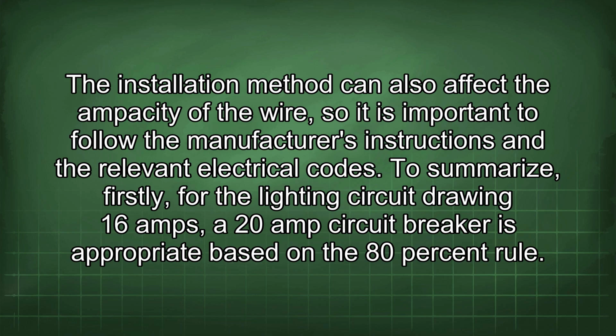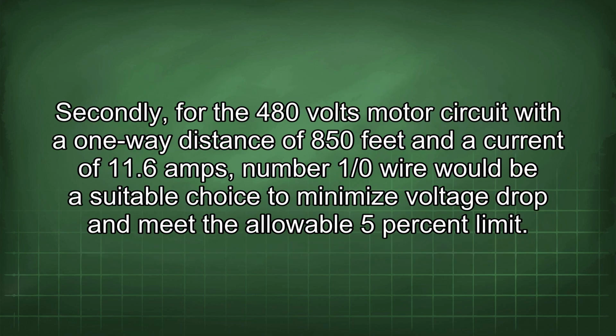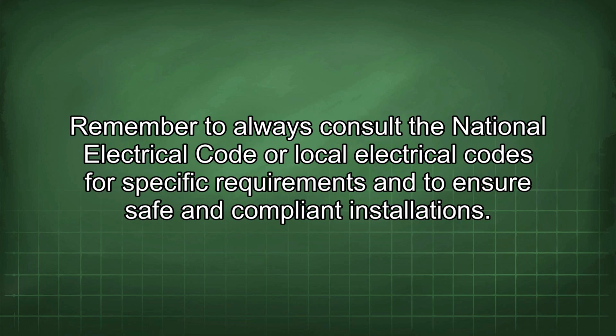To summarize, firstly, for the lighting circuit drawing 16 amps, a 20 amp circuit breaker is appropriate based on the 80% rule. Secondly, for the 480 volt motor circuit with a one-way distance of 850 feet and a current of 11.6 amps, number 1/0 wire would be a suitable choice to minimize voltage drop and meet the allowable 5% limit. Remember to always consult the National Electrical Code or local electrical codes for specific requirements and to ensure safe and compliant installations.